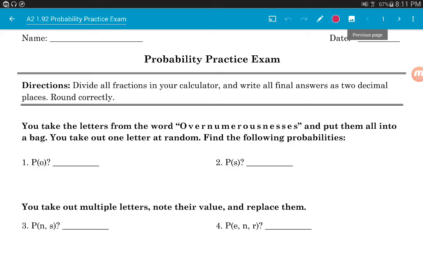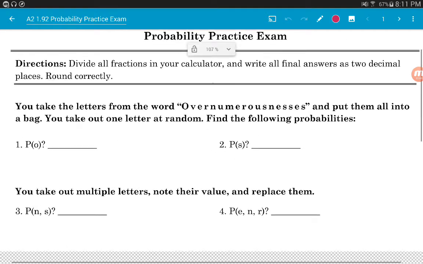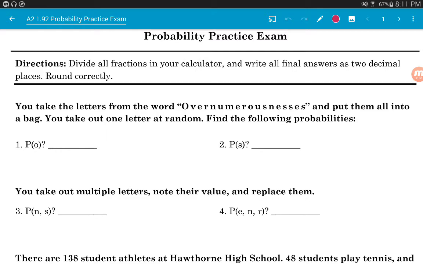Now, if you take the letters from the word numerousnesses and put them all into a bag, you take out one letter at random, find the following probabilities. I'm not going to simplify any of these because I would just use my calculator to give a decimal answer. So now, I take out one letter at random. Probability of getting an O. Well, there are 2 O's, so there are 2 O's out of 18 letters total. The probability of an S, there are 4 S's, so 4 out of 18.